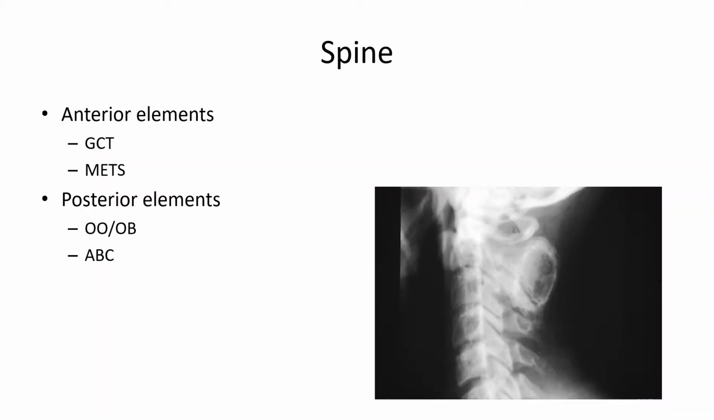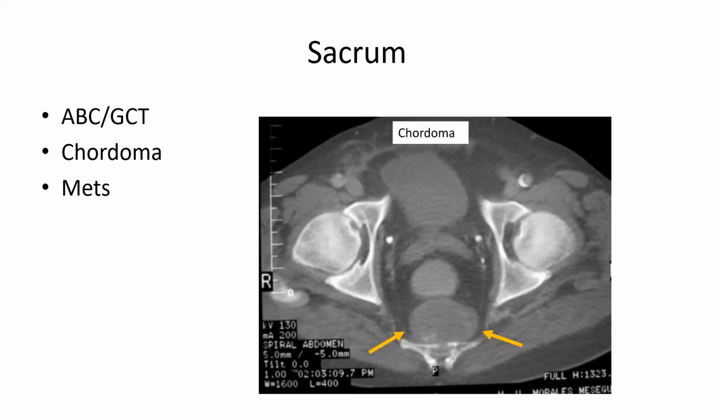The spine can be divided into anterior and posterior elements. We commonly see giant cell tumor of bone and metastases in the anterior elements, mostly the vertebral body, and in the posterior elements, osteosarcoma, osteoblastoma, and aneurysmal bone cyst. The picture seen here is an osteoblastoma. Sacrum is a location where we see ABC and GCT. It's common for them to be a collision lesion combined, or chordoma or metastatic disease.